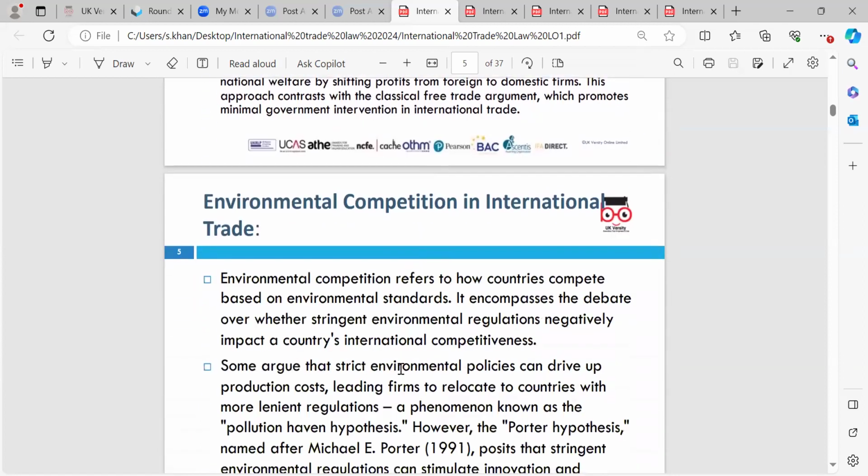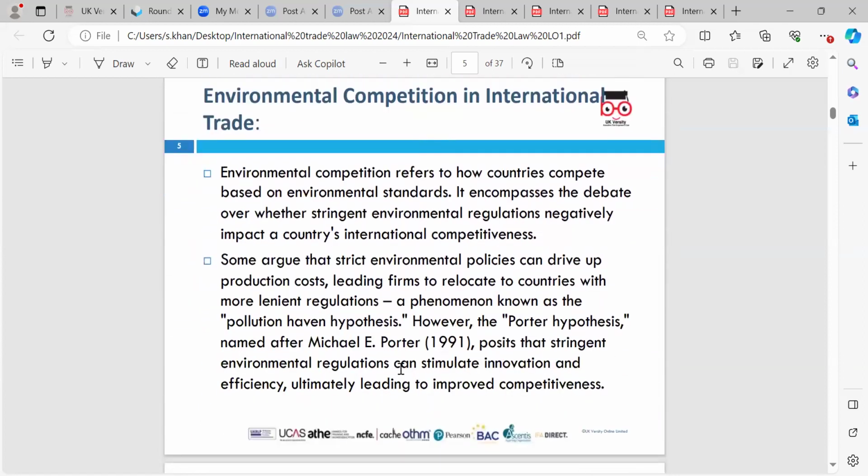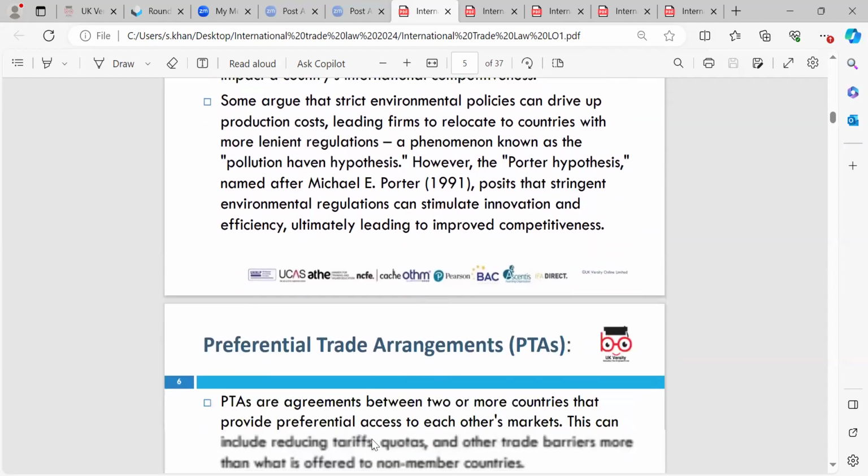We looked at environmental competition in international trade, which refers to how countries compete based on environmental trade and standards. It encompasses the debate over whether stringent environmental regulations negatively impact a country's international competitiveness. And we looked at how some academics argue, such as Michael E. Porter, that stringent environmental regulations can stimulate innovation and efficiency, ultimately leading to improved competitiveness.